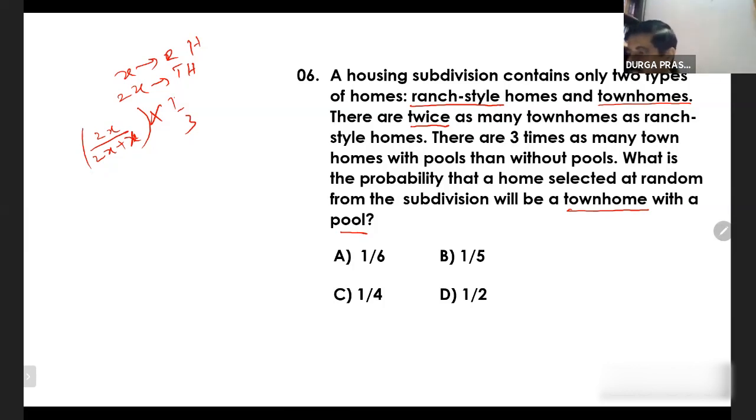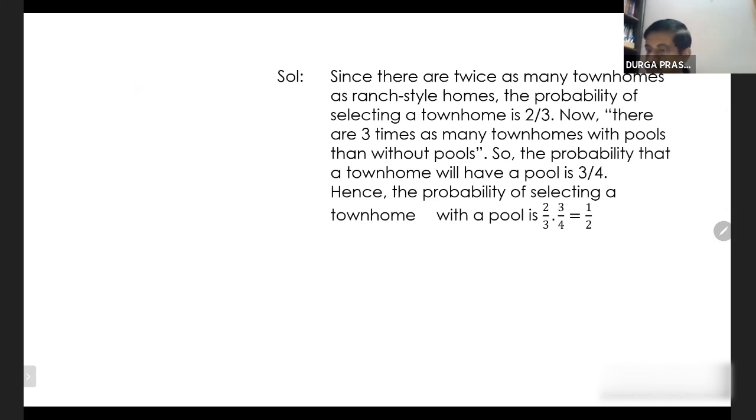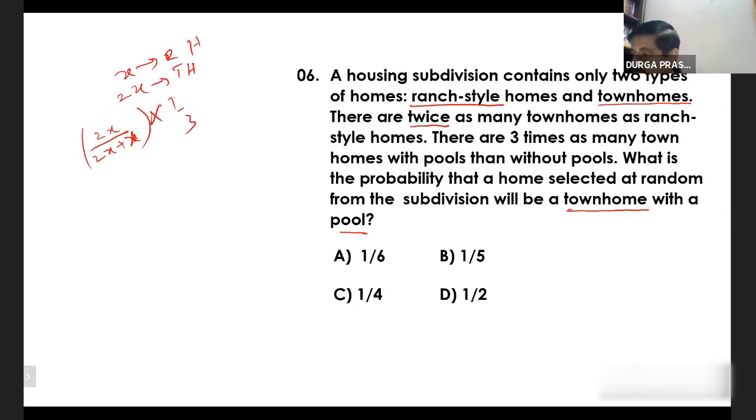So what is it that he said? There are 3 times as many townhomes with pools as without pools. So what is the probability that the home selected will have a pool? Just look at this. Total number of houses, 3 with pools out of total number 4. So 3 out of 4. So this is 2 out of 3 into 3 out of 4. This is what we get.